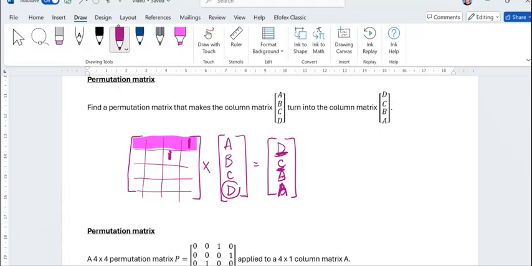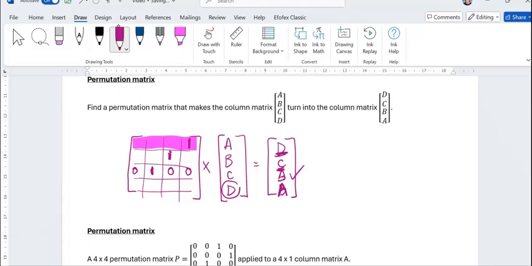So we know that in our original matrix ABCD, B is in the second position. So I need to have a 1 in that second position in order to pick up the B as I'm multiplying. If you can imagine, it'll be 0 times A plus 1 times B plus 0 times C plus 0 times D, which will give me the answer B that I need here.